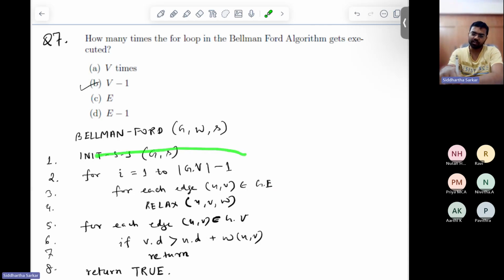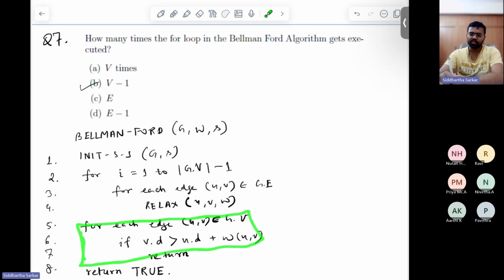The answer that NPTEL has provided is this one. I'm going to also argue about this. This step is only to detect negative cycles, so I'm going to skip it, since it is known that the input does not have a negative cycle, and this loop is not triggered. Okay.